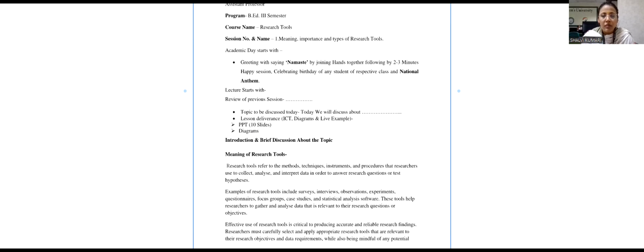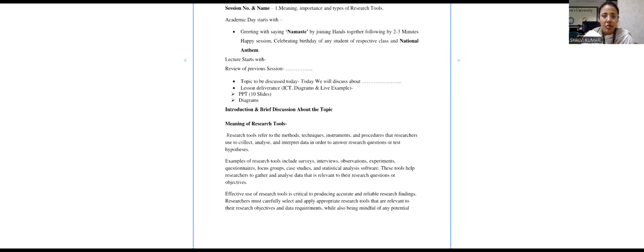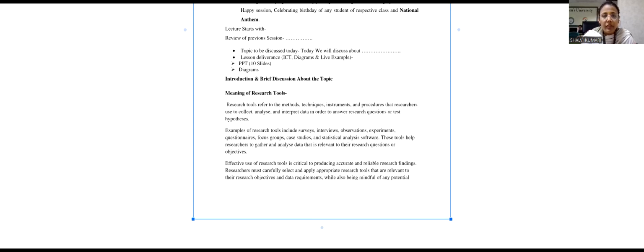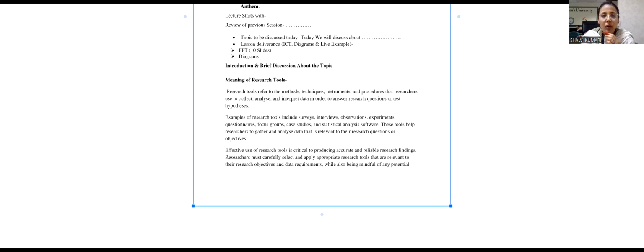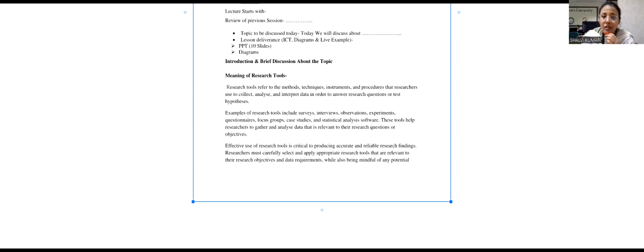So, first of all, we'll understand the meaning of research tools. Research tools refer to the methods, techniques, instruments, and procedures that researchers use to collect, analyze, and interpret data in order to answer research questions or test hypotheses. Examples of research tools include survey, interview, observation, experiments, questionnaire, focus groups, case study, and statistical analysis software. These tools help researchers to gather and analyze the data that is relevant to their research questions or objectives.